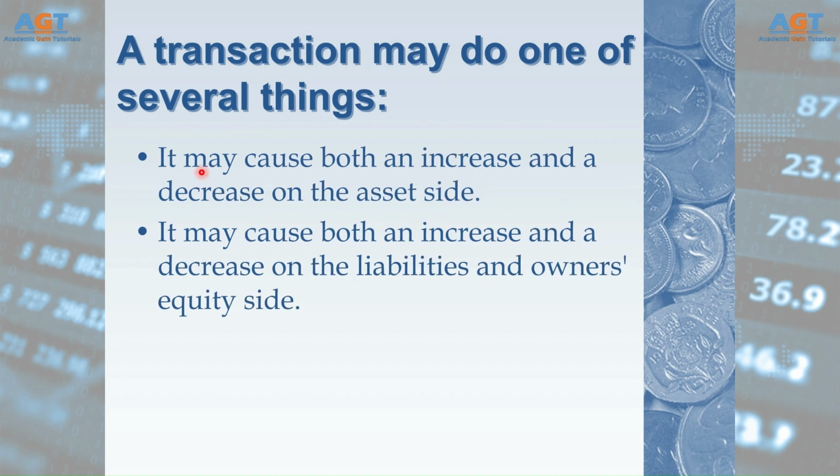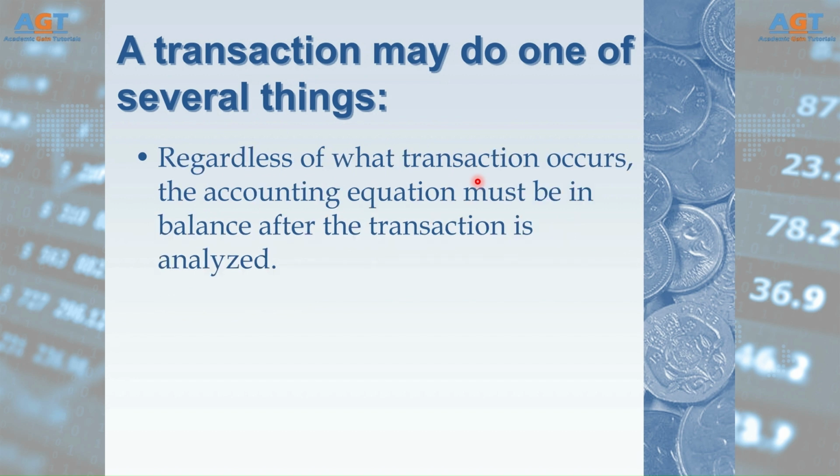Effects of transactions. Some transactions affect both sides of the equation, while others affect only one side. For example, exchanging one asset for another changes asset composition, but not total assets. No matter the transaction, one rule always applies. Balance of the equation. No matter what transaction occurs, the accounting equation must always remain in balance. This is the fundamental rule of accounting. Now let's analyze some common transactions to understand this rule better.